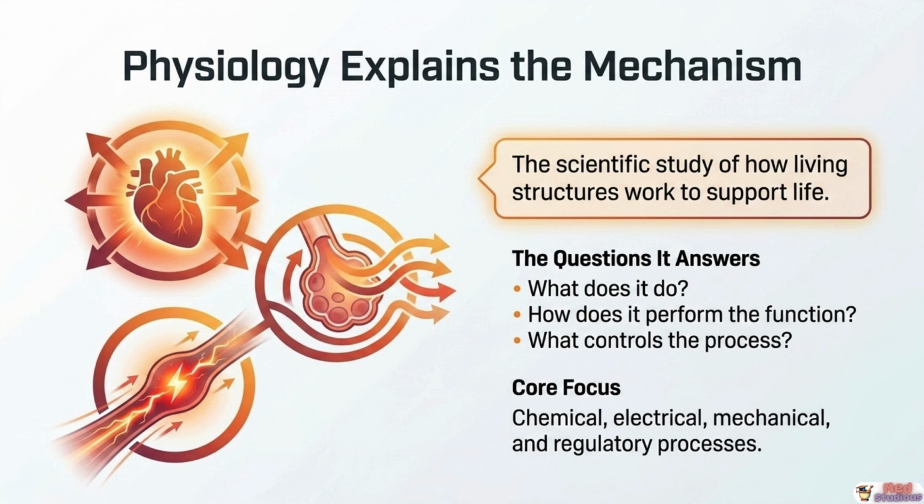The same principle applies to every organ. The kidneys do not merely make urine. They filter plasma, selectively reabsorb useful substances, secrete others, and regulate water, electrolytes, acid-base balance, and blood pressure. Physiology therefore explains the process behind the function.